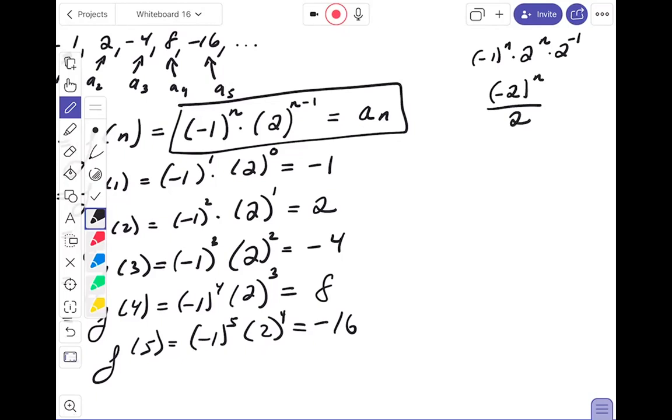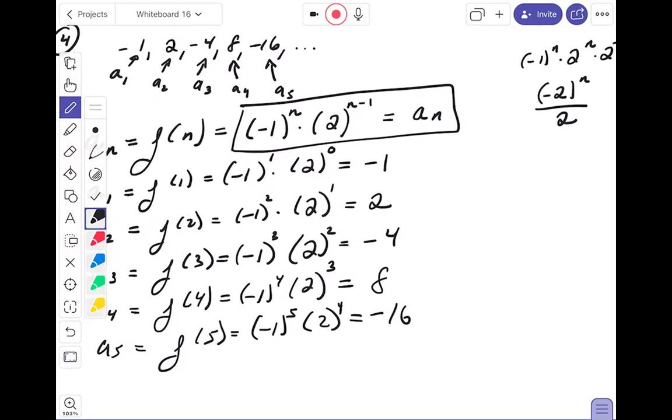Let me just go through that with you. If I put 1 there, what would you get? Minus 2 over 2, which is going to give you, go back to that, minus 1. If you tried 5, what do you get? Minus 2 to the 5th power. Well, that's going to be minus 32, but minus 32 divided by 2 is minus 16. It works out.